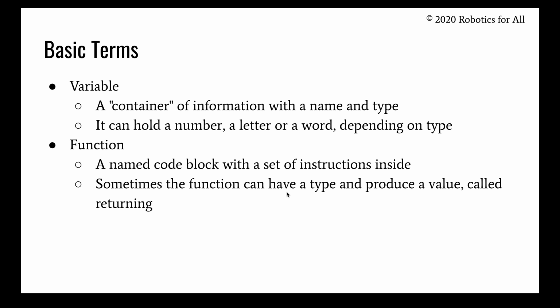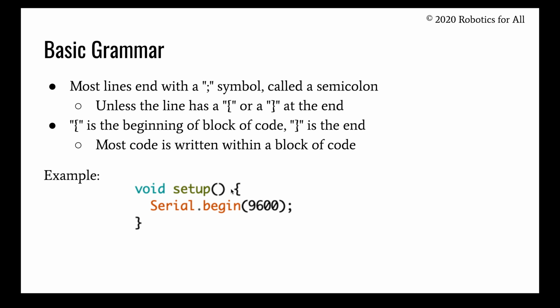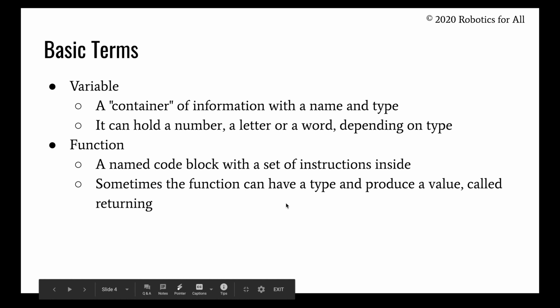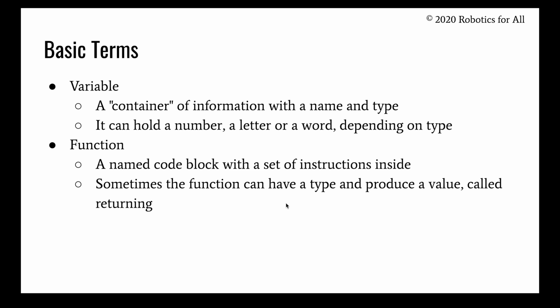Some basic programming terms. A variable is a container which stores information, which has a name and a type, and this can hold a number, a letter, or a word, depending on what type it is. There's also something called a function, which is a block of code, like I showed before. It has a name with parentheses and then the brackets, with a specific set of instructions inside.